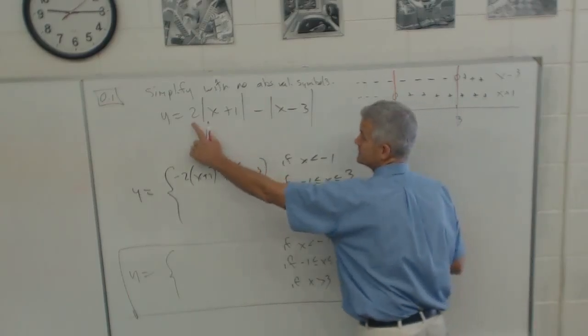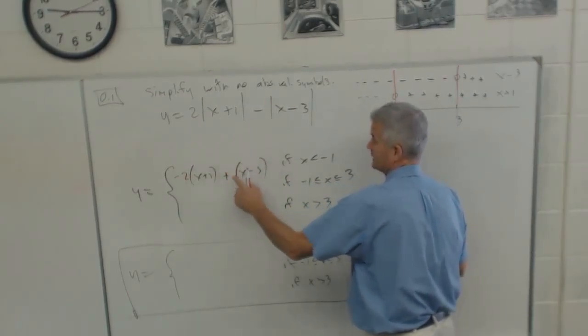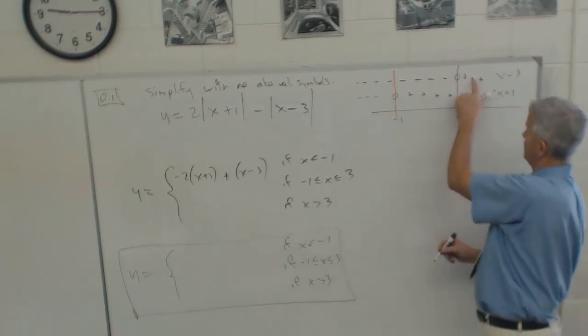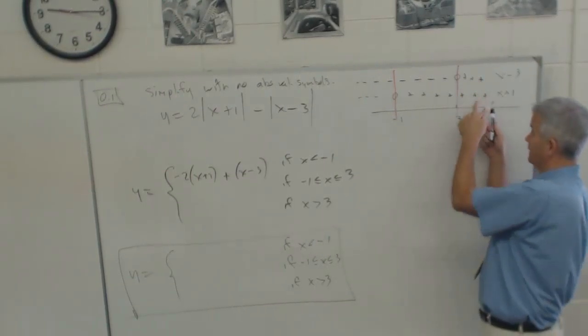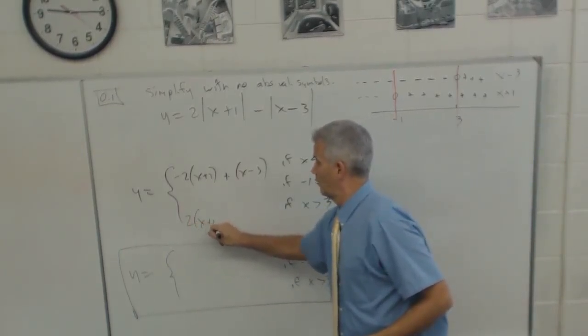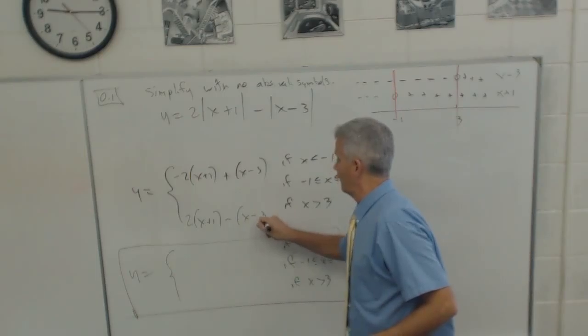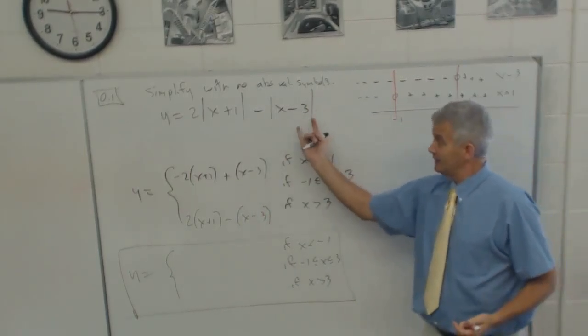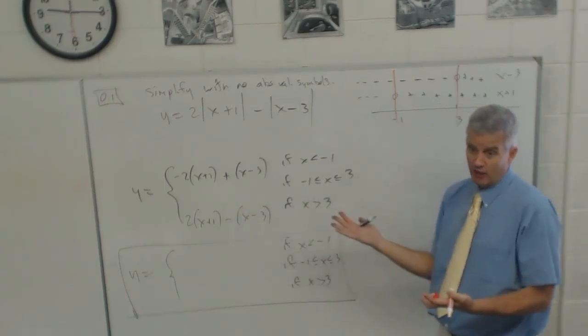So he took the opposite of this. He took the opposite of this. Let's go to the easy one. The positive. Out here where they're both positive, when x is bigger than 3, they're both positive. 2 times the quantity x plus 1 minus the quantity x minus 3, because the absolute value of positive things are themselves. The absolute value of this is just itself. We just left it alone.